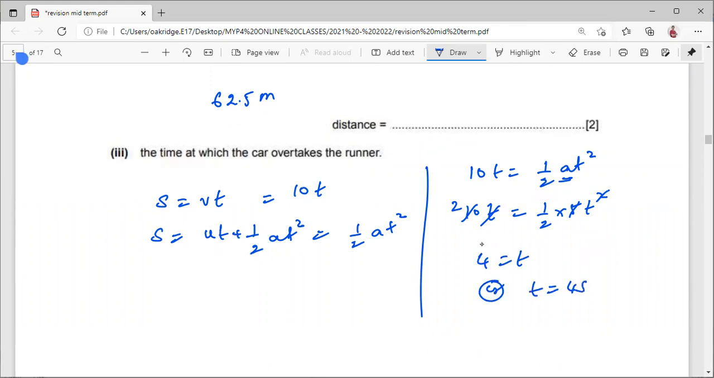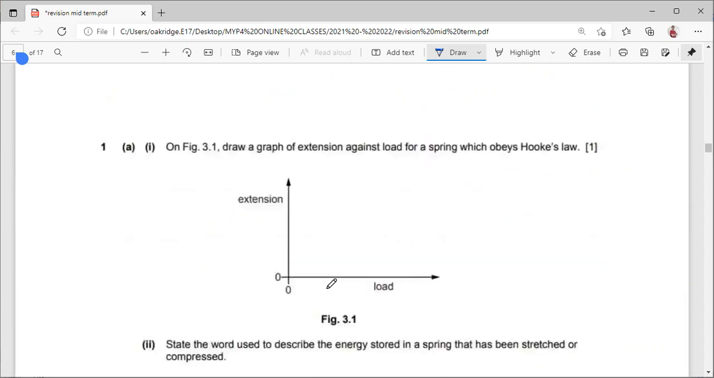T is equal to 4 seconds. Which means that at the end of the 4th second, the car and the runner both meet together. But after that, what happens? Within the next 1 second, the car overtakes the runner, and thereby it becomes first. It comes first while the runner comes last. Is this clear? Okay. Now let us move on to the next one.